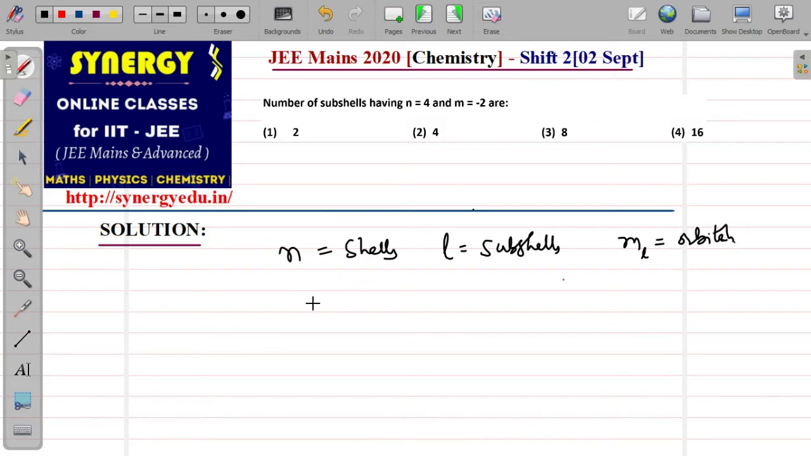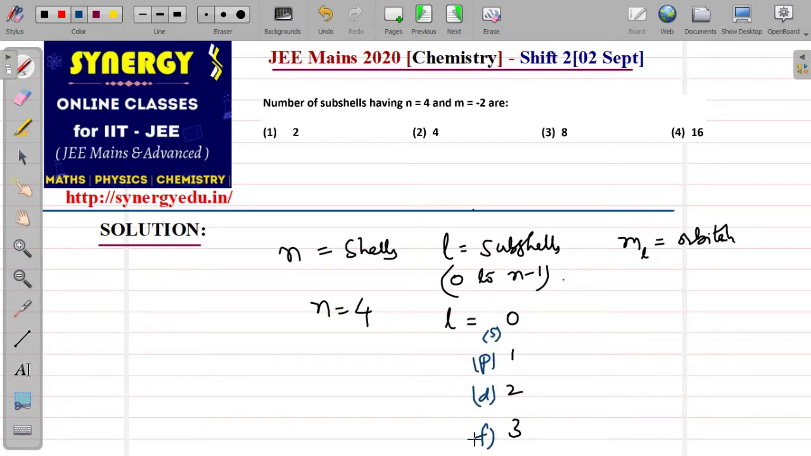Now, if n is equal to 4, l values range from 0 to n minus 1. So therefore, l values will be 0, 1, 2, 3. n minus 1 means 4 minus 1 is 3. So up to this point, l values will be ranging. And l equal to 0, we call this s orbital. If l is equal to 1, we call this p, then d, f. That is the alphabetical notation given to these numbers.